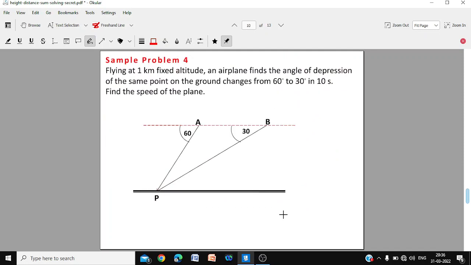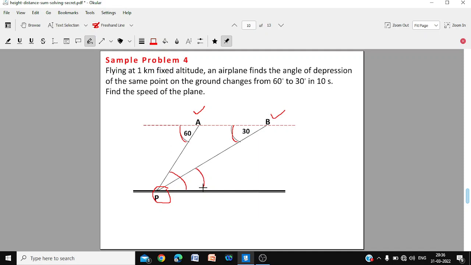Sample problem 3. Flying at 1 kilometer fixed altitude, an aeroplane finds the angle of elevation of the same point on the ground changes from 60 to 30 in 10 seconds. So this is the aeroplane. Now, the point of observation is fixed. It doesn't change. The aeroplane was at A. After 10 seconds, it is going to B. At first, the angle of depression was 60, and then later, the angle of depression was 30. But then we know this is the alternate angle, so this will be 60 and this will be 30.